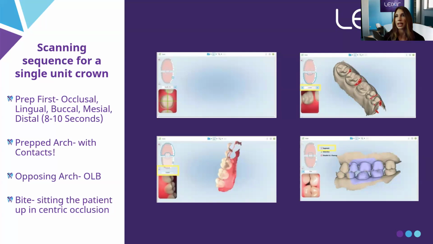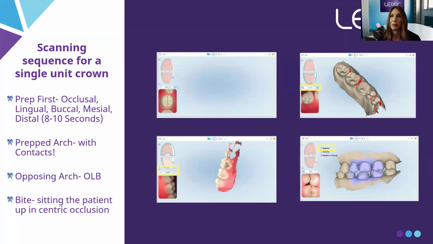Once we have our prep scan, we can see our margins well. We're going to arrow over and go to the next section. We're going to scan the prepped arch, and this is where we're going to capture the contacts. Then we'll scan the opposing arch. Again, we're always scanning occlusal, lingual, buccal. That's how the scanner is designed. And then we're going to scan the bite.